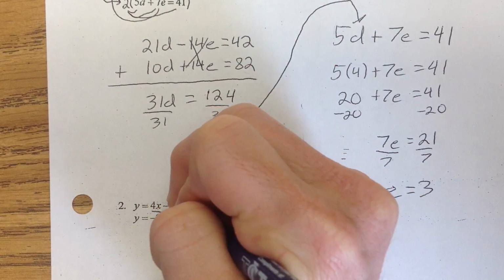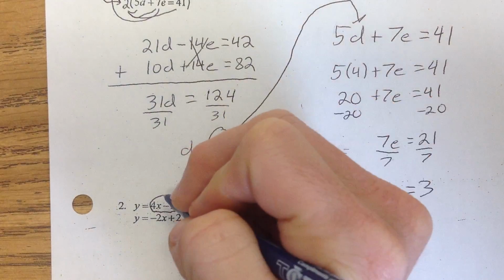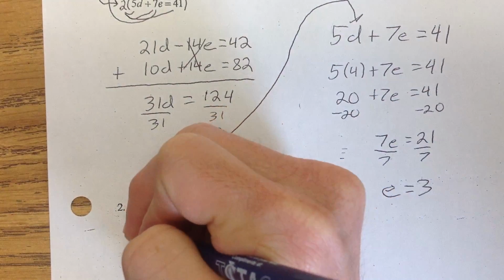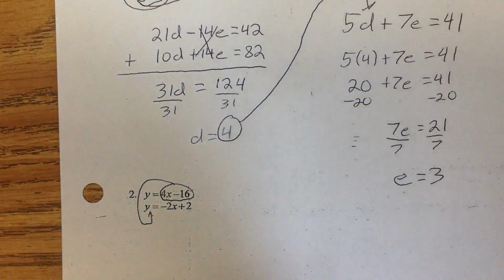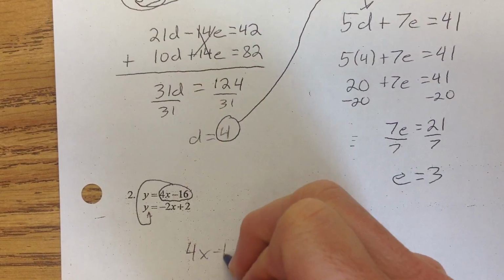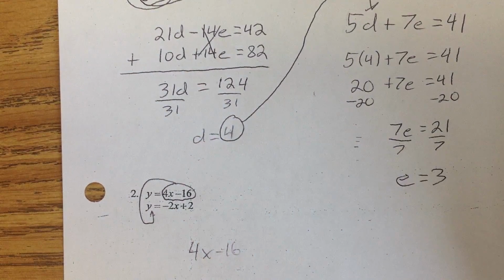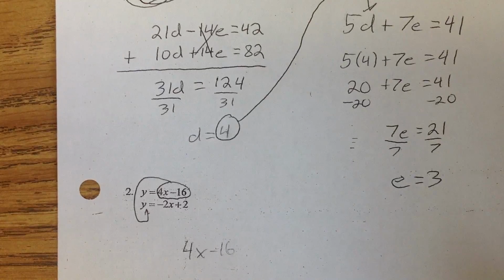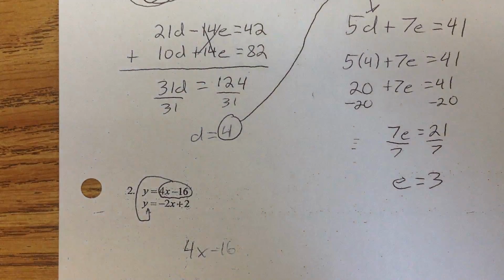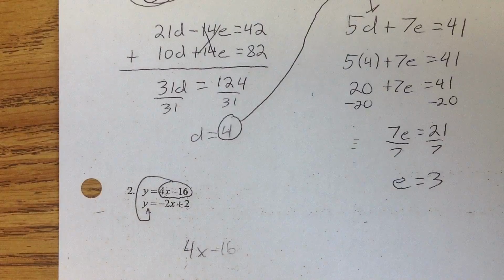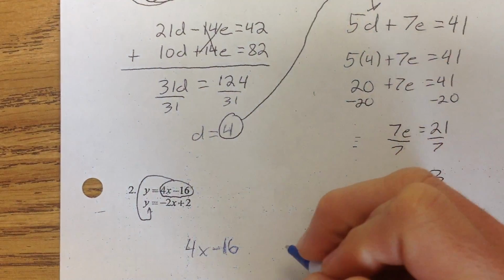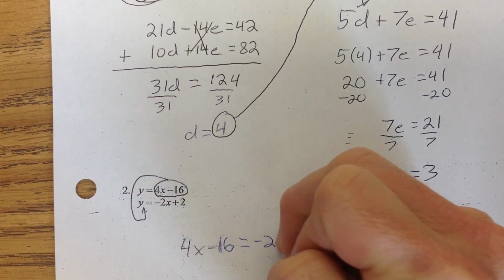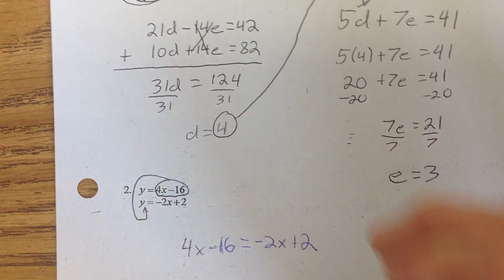y equals 4x minus 16. So I can take this 4x minus 16 and substitute it in anywhere that I see a y. All right, so I'm going to get a new equation that's 4x minus 16 equals negative 2x plus 2. Hold on, my pen's kind of dying on me here. Let's see. All right, 4x minus 16 equals negative 2x plus 2.